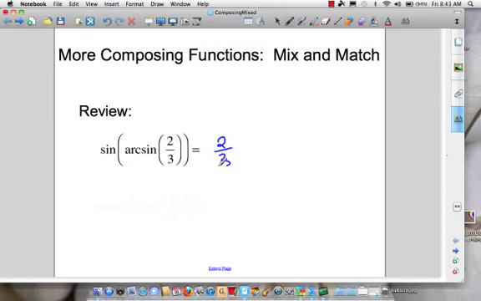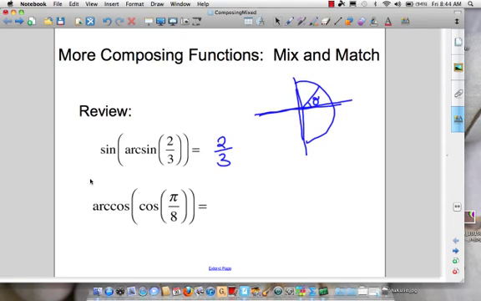Because if you think about what this statement means, arcsine of 2/3 means find the angle, and it has to be in quadrant 1 or 2, because that's where arcsine answers are. Find the angle with a sine of 2/3. I don't know where it is, but it's some angle, and its sine is 2/3. And then I'm asked to take the sine of that angle. Well, of course, I'm going to get 2/3.